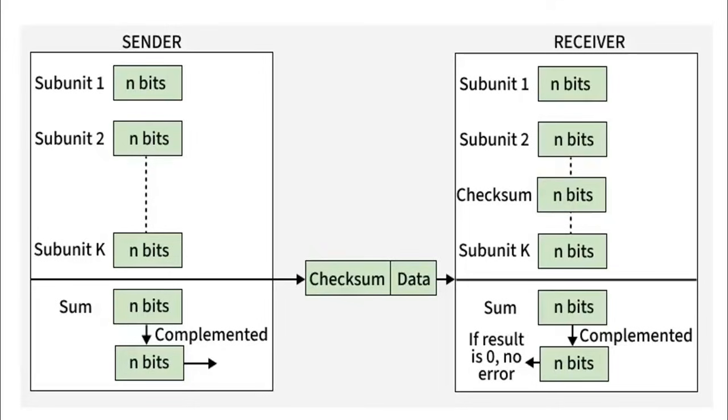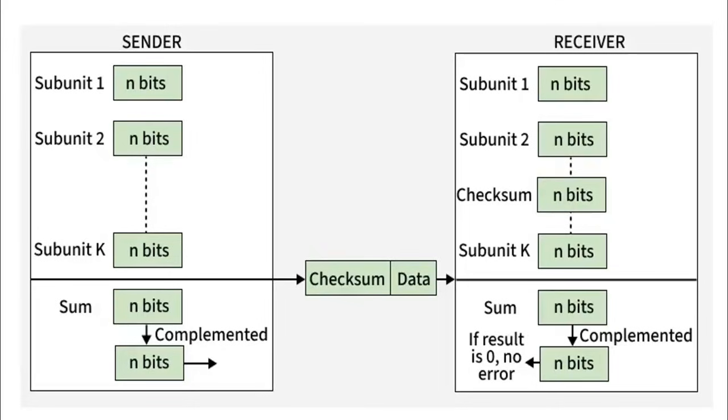What should the sender and the receiver do? Look at the picture. There is a sender, where the sender divides the whole data into subunits. I assume each subunit is of size n bits. So subunit 1, 2, 3 up till k. I find the sum of all these subunits and I find the one's complement of the sum. Now the sender transmits the data and the checksum.